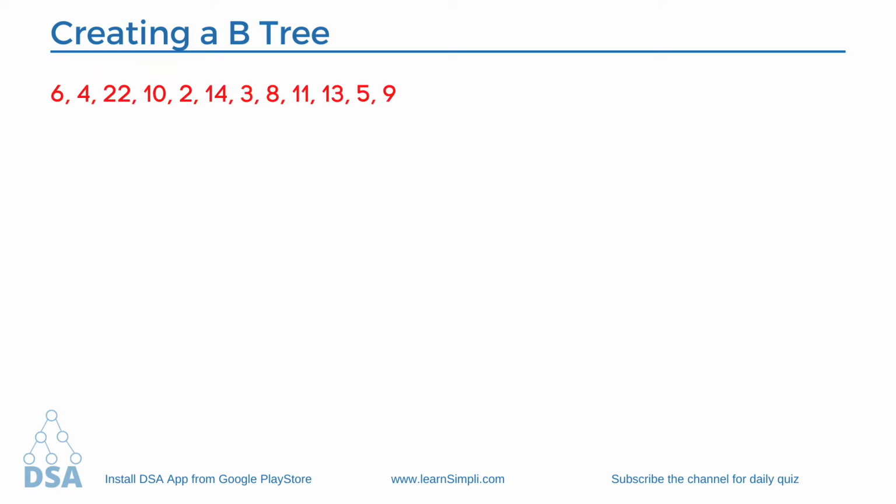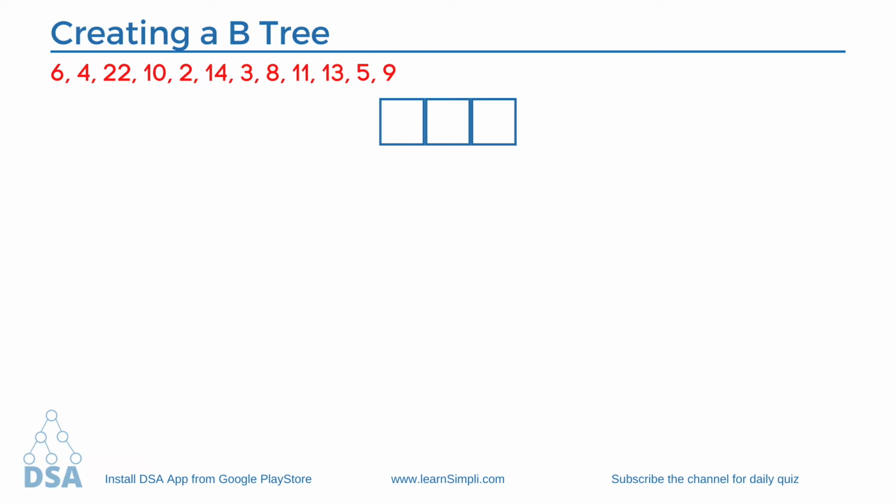Consider an array of integers. First, scan the given set of numbers from left to right. We can start inserting the elements, but before that, let's create a node first. And this node can have maximum 3 keys, because m is equal to 4, so maximum a node can have only 3 keys. And here we insert the first element, that is 6, in the first position.